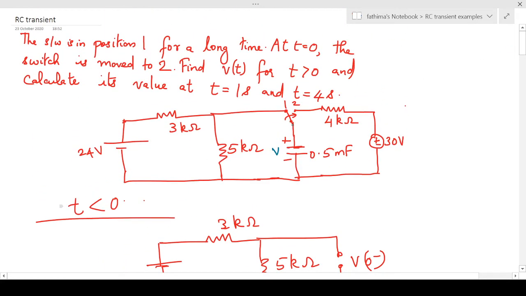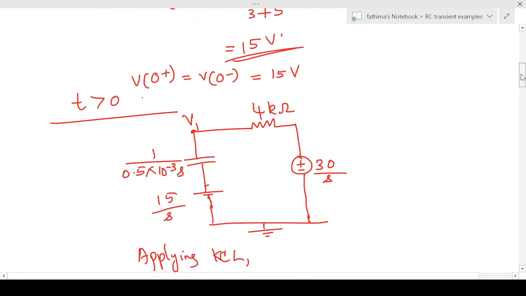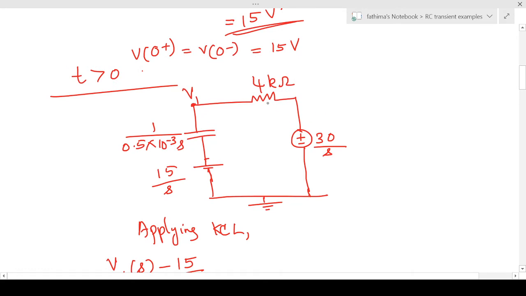So that means now we can draw the circuit for t greater than 0. The circuit comprises this 4 kilo ohm resistance, 30 volt voltage source and this 0.5 millifarad capacitor. So now we are drawing the transformed circuit. So 4 kilo ohm, we can draw it as it is. There is no change when we are transforming into the S domain, and 30 volt becomes 30 by S. And now here there is a 0.5 millifarad capacitor. If we are transforming capacitor C to S domain, C becomes 1 by Cs.